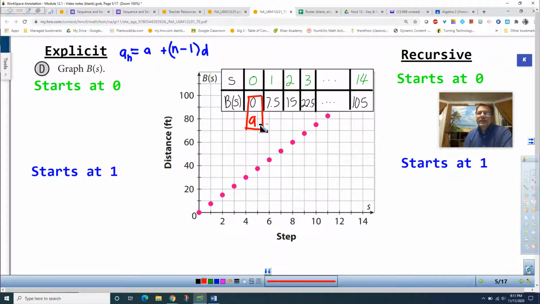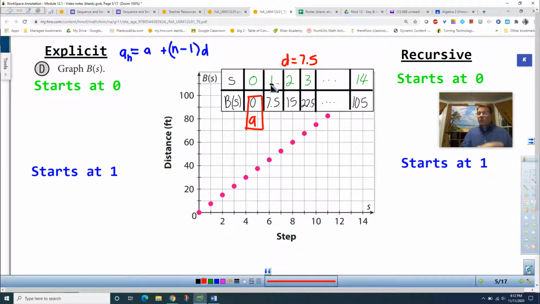Now, what does D equal? Well, what is 15 minus 7.5? 7.5, right? So D is going to equal 7.5 every time. And to do either one of these, that's what you need. You need where you start and what the pattern is. No matter whether you're doing explicit or recursive, you need to know where you're starting and what your pattern is.